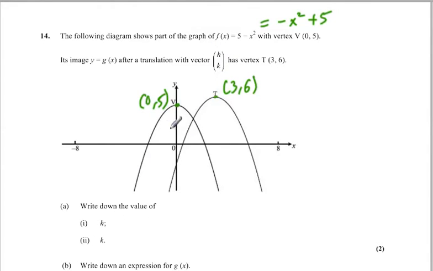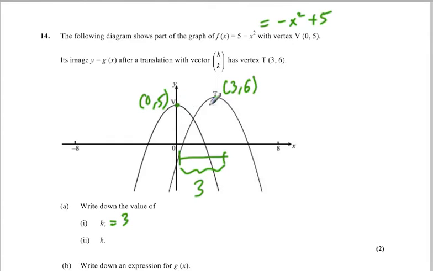So if you observe, this is (0, 5), and it's being moved to 3. So in other words, we're moving 3. This distance right here is 3. Okay? So h right away is just a horizontal translation, so this is equal to 3. Now the next question: if my vertex moves this way, how far up does it move? Because that's going to give the value of k.